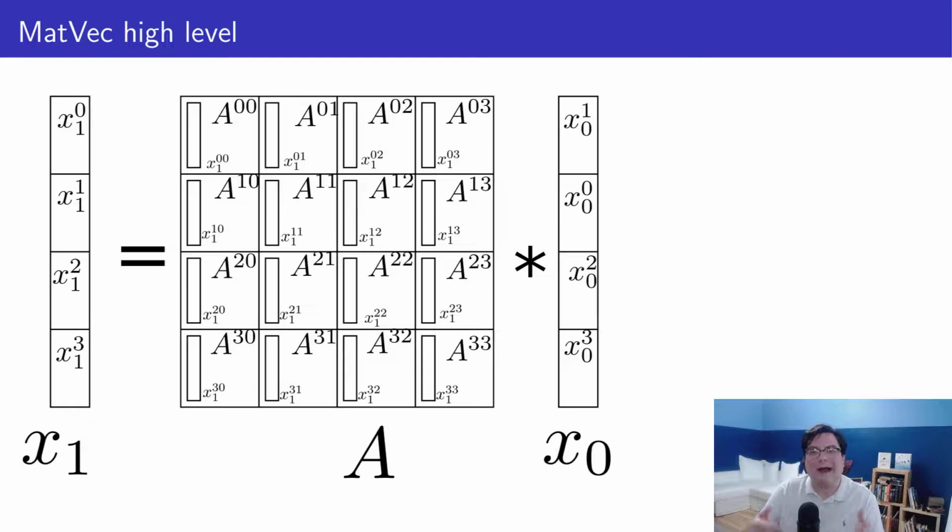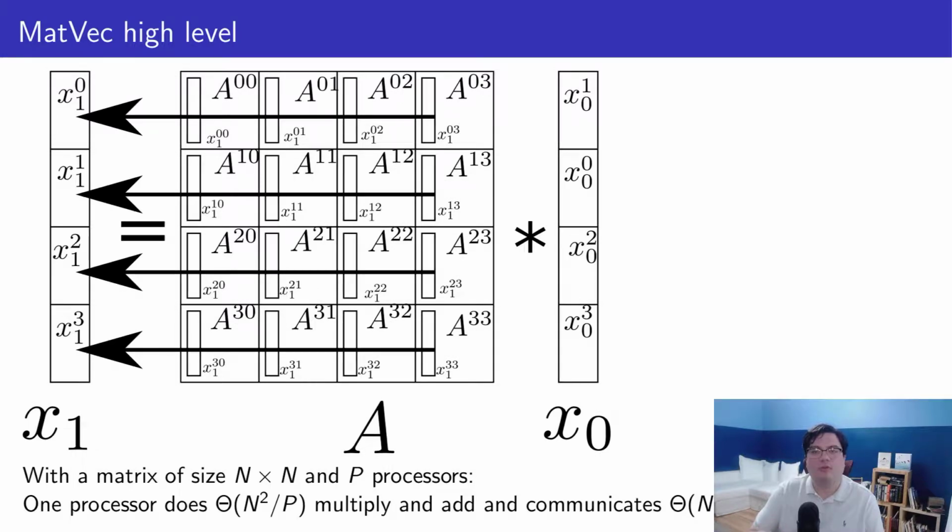From a global, high-level perspective, each processor will compute a local multiplication of its matrix by a piece of the vector and get a local partial result. Then, each row of processors reduces independently their local results to compute the correct value for a block of x1. The result will then be communicated to the correct processors for the following iteration.